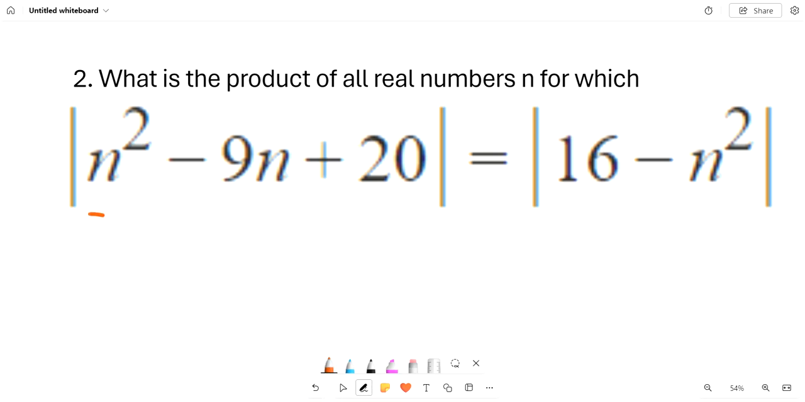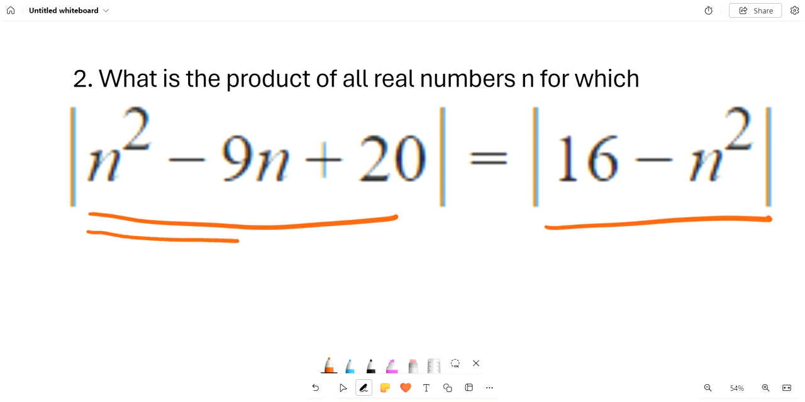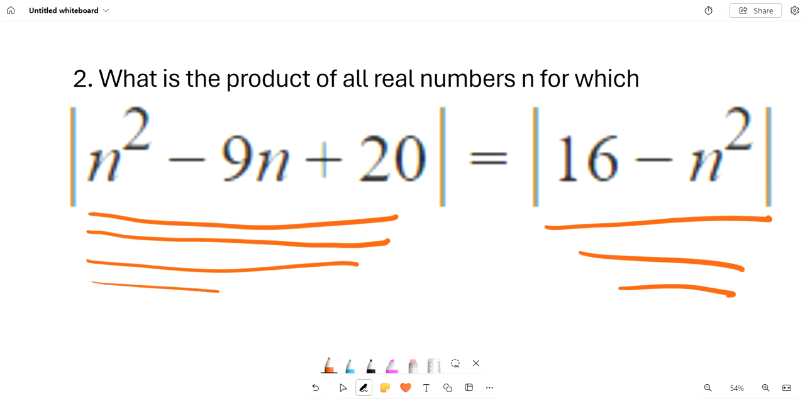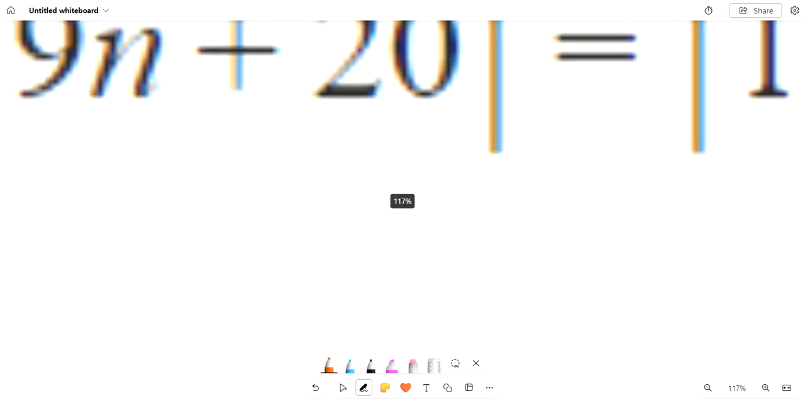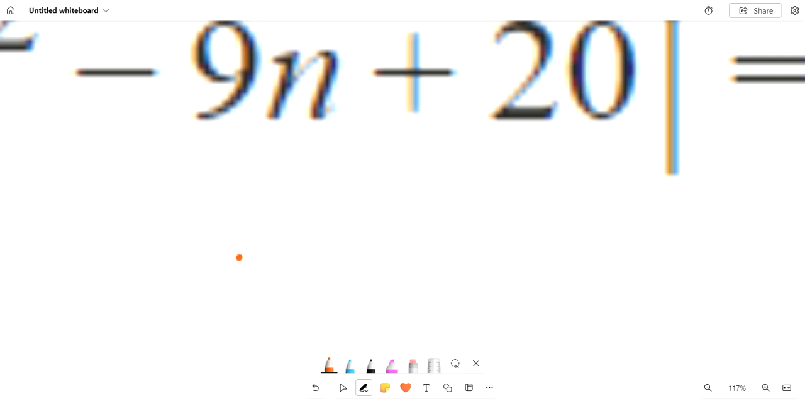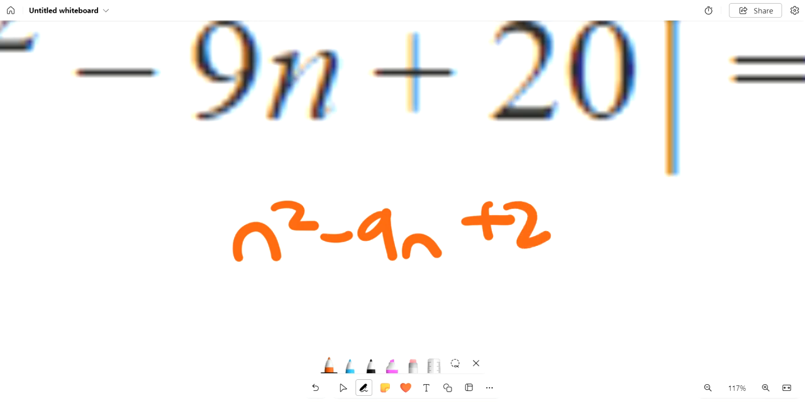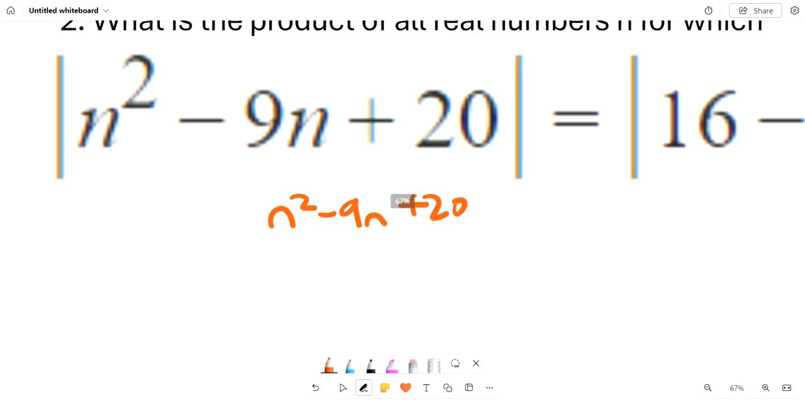One where this is positive, and this is positive. One where this is negative, and this is positive. One where this is positive, and this is negative. And one where both of these are negative. So if both of them are positive, it's just n squared minus 9n plus 20 equals 16 minus n squared.